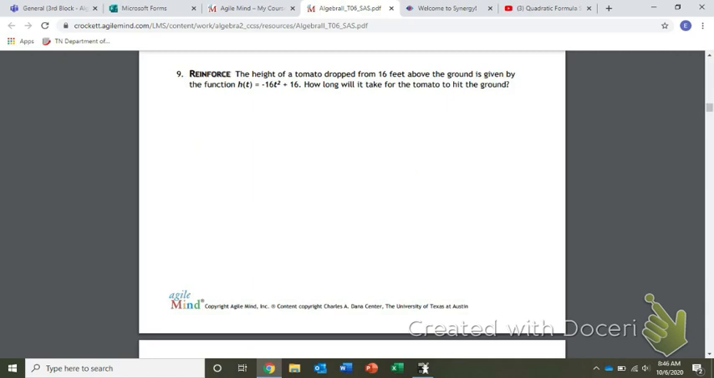All right, and it says, the height of a tomato dropped from 16 feet above the ground is given by the function h of t equals -16 t squared plus 16. How long will it take for the tomato to hit the ground? Well, if you were hitting the ground, you were on the ground.